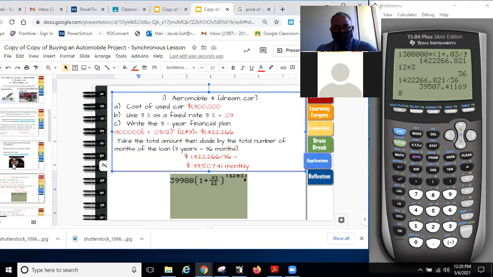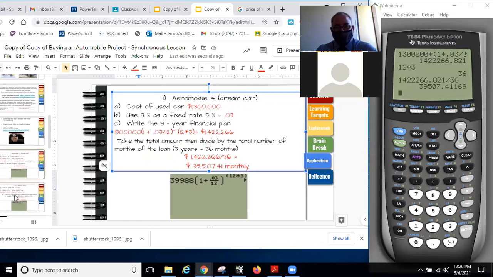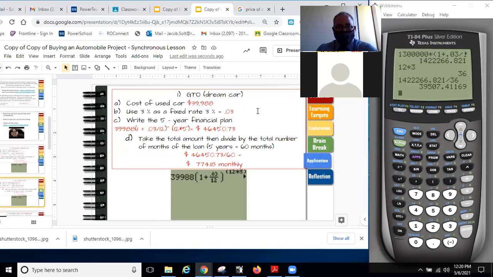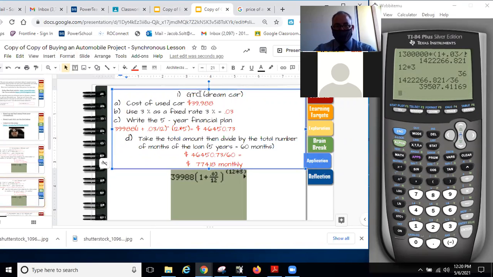All right, so that's that slide right there. And the next one's depreciation. All right, I'm going to find out how much my Aero car is going to depreciate over time. All right, so there's my Aero car for the cost of the, oh, now I'm doing it. No, I'm sorry. I'm doing a 5-year plan. My bad. 5-year plan this time.